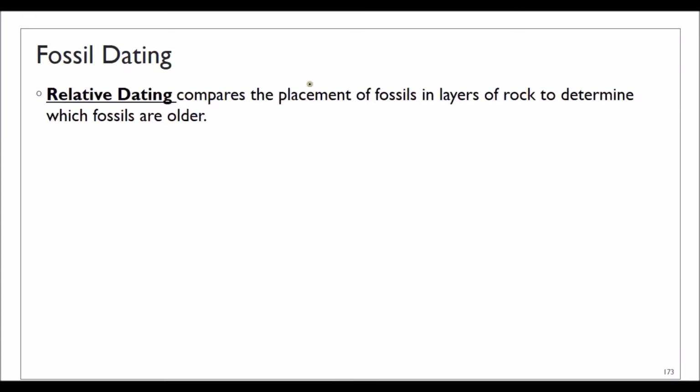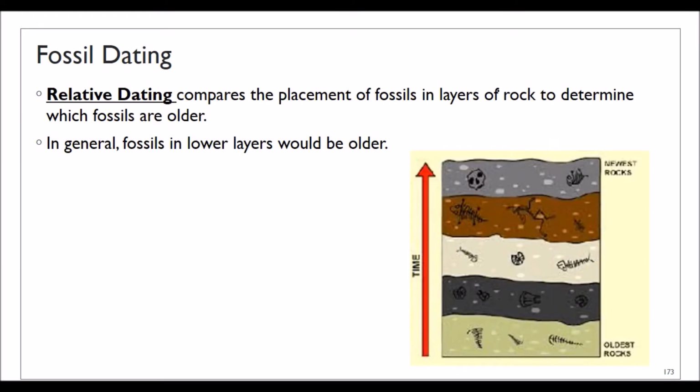So relative dating is when you compare the placement of fossils in layers of rocks to determine which fossils are older. And the general rule of thumb is anything that is in the lower layer is going to be older. So I'm giving you an example here. Let's say, for example, I dig up a rock and there are multiple layers. The one that is at the bottom, this one, is going to be the oldest. I think it makes sense. The oldest has to be the first one that laid down, and then so on and so forth.